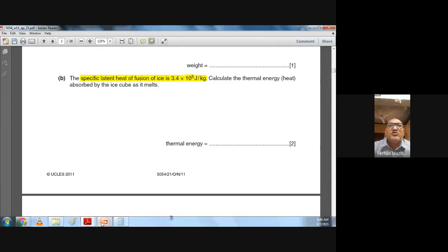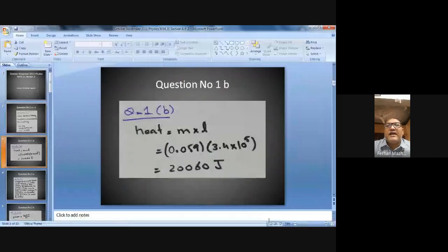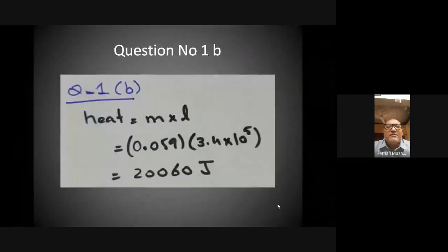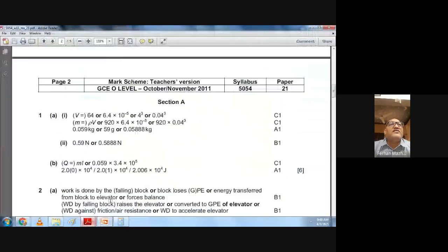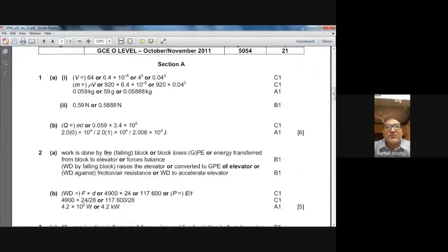So let me show you. I have done this on a paper, and I think this is showing on your screen. Heat is equal to m multiply L, 0.059 kg multiply 3.4 × 10^5 joules per kg, and the final answer will be 20060 joules. So hopefully this is the right answer. Let me check from the marking scheme also. The marking scheme says 2.006 × 10^4 joules. So our answer is right.